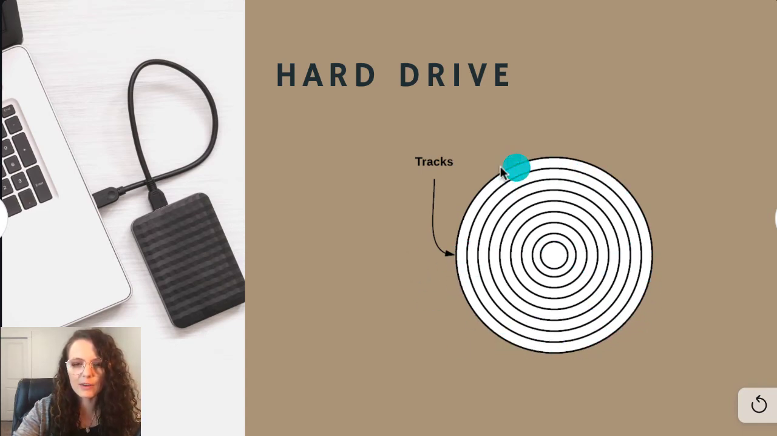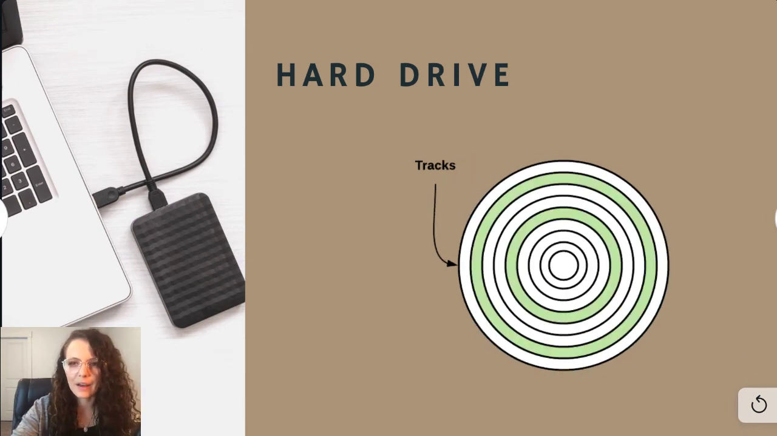It almost reminds me of the inside of a tree when you cut a tree down. You can kind of see this is what that reminds me of for some reason. Some tracks are larger than others depending on where they are on the hard drive. So if it's towards the center, obviously it's going to be smaller, and the farther it gets towards the outer edge, the larger that track becomes.